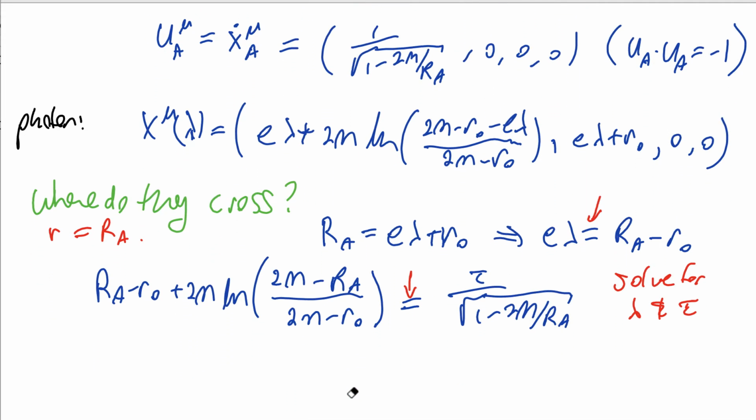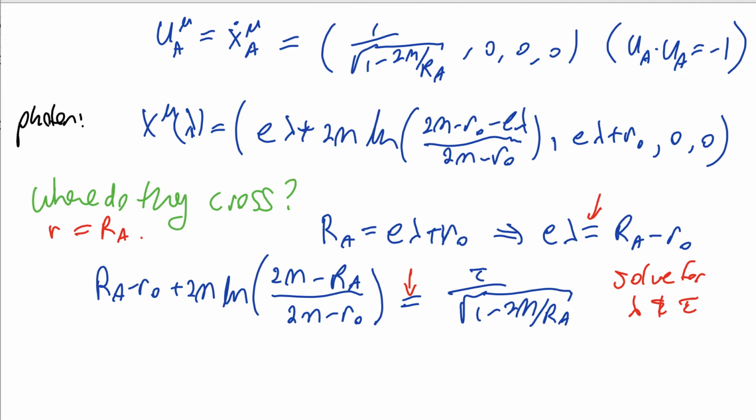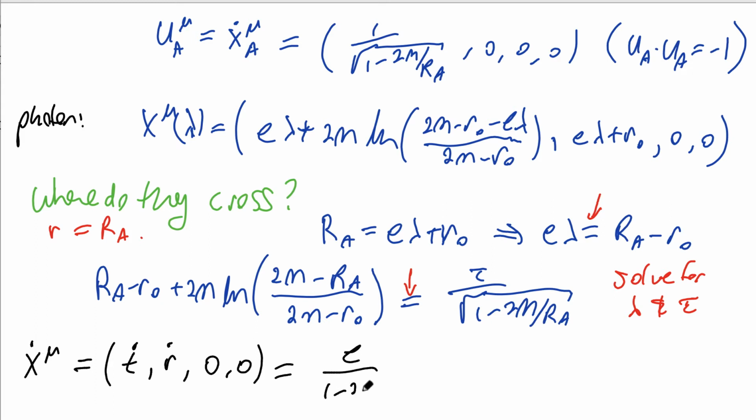Now we need to write down the tangent vector to the photon world line. That's just x mu dot. So it's obtained by differentiating this with respect to lambda. And the components we've computed before: t dot, r dot, and of course theta dot and phi dot are 0. So t dot was just E divided by 1 minus 2m over r, and now this is r of lambda, which is E lambda plus r naught. And this component, r dot, is just E.